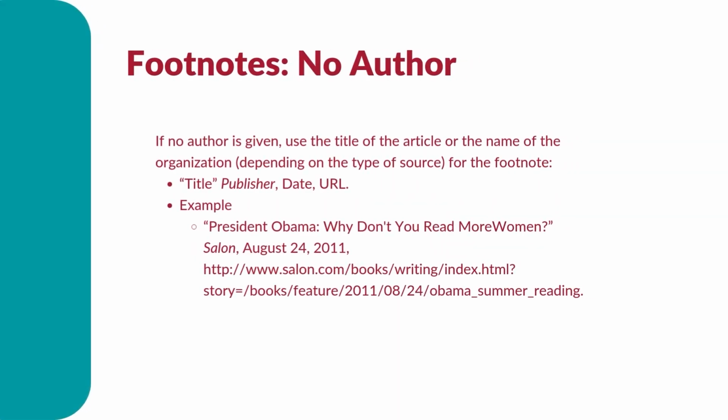If no author is given, use a shortened version of the title or the organization, depending on the type of source, for the footnote. Title of article, publisher, date of publication, last modified date, URL. If the source does not have a clear publication or modified date, you can substitute it with your access date. For instance, you could write, accessed September 28, 2023.